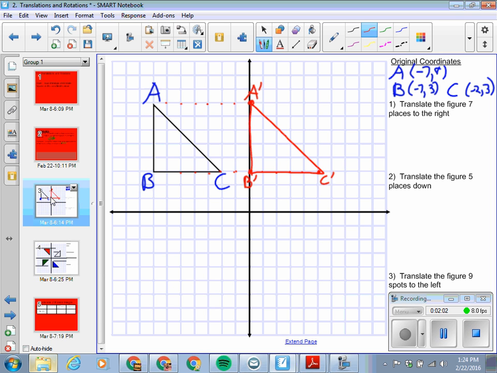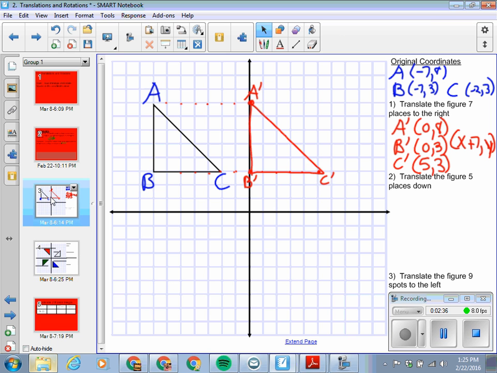And we'll name the points. A prime is going to be at 0, 8. B prime is at 0, 3. And then C prime is going to be at 5, 3. So if you notice, all we've done is really add 7 to each x coordinate. So we can say that our new points are just x plus 7, and then whatever y is. They stay the same.